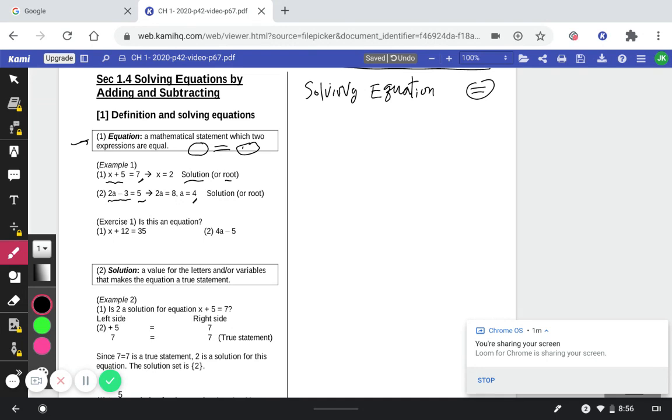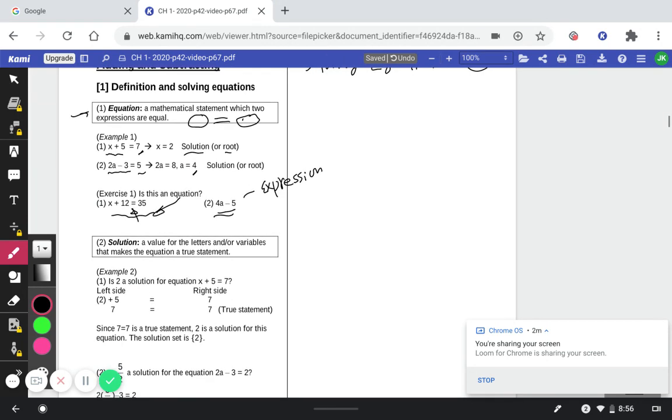So in the exercise, is number 1 an equation? Yes, because you have an equal sign. Is number 2 an equation? No, it's not an equation. It's an expression. So number 1 is an equation. Number 2 is an expression. It doesn't become an equation yet because you don't have an equal sign.